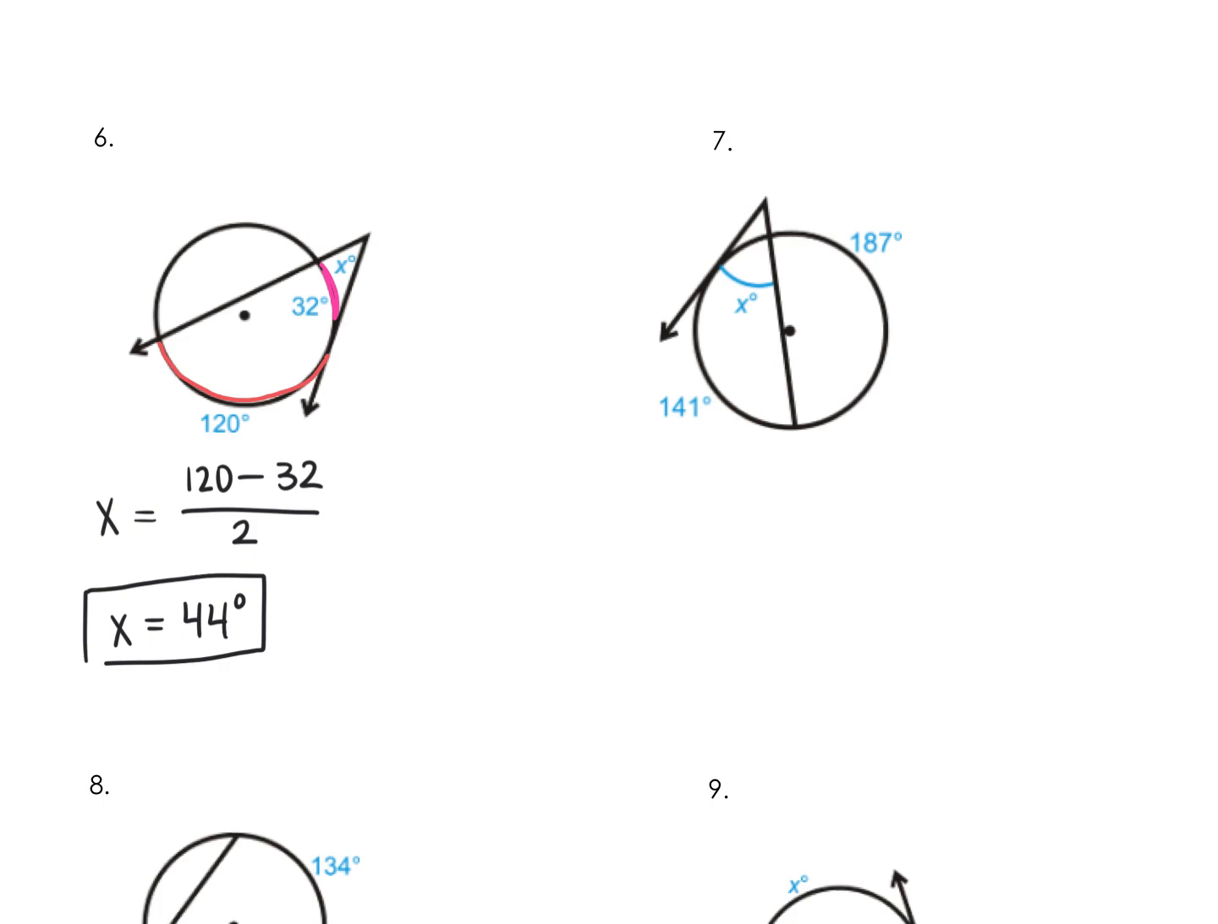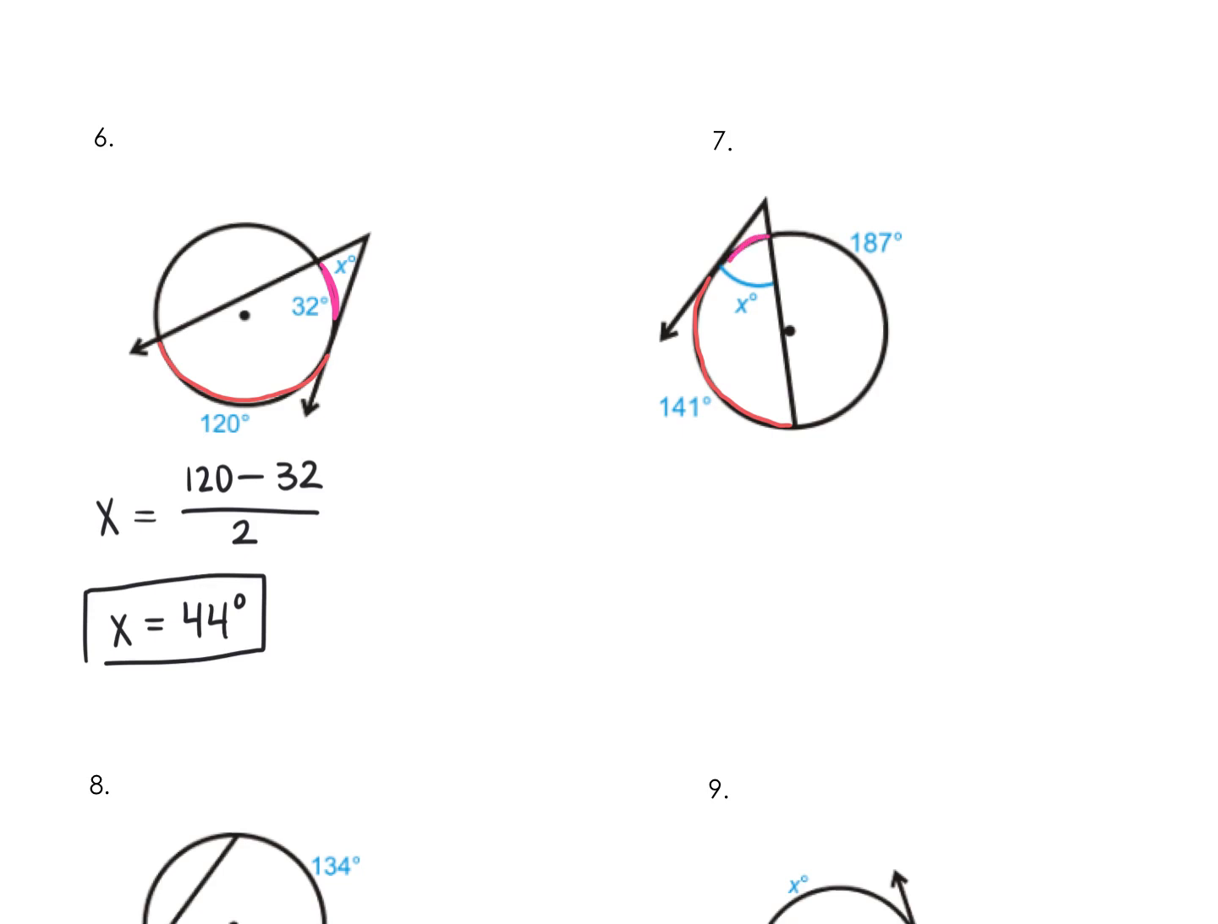Sometimes we might have to do some work to find the inside or outside arc. So even though x is kind of not labeled as great in this next picture, it is asking us to find the measure of the angle. It's just that because the secant and the tangent meet at such a small angle, it's labeled more inside the circle. But we have the measure of our outside arc. It's 144. We don't have the measure of our inside arc yet, so I have to solve for it first.